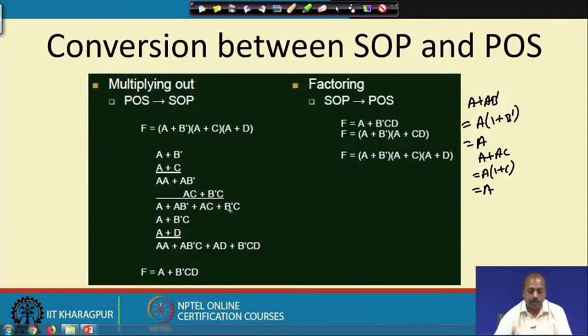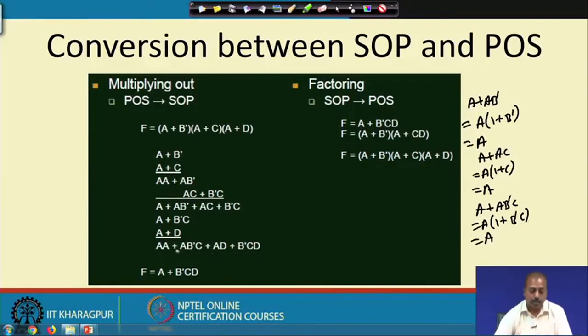So, ultimately we have got a plus b bar c, and then we can multiply it by a plus d. As a result, we get this expression: a plus a b bar c plus a d plus b bar c d. Again you have to take common factors, so a is common, then a plus a b bar c. By a similar logic, a plus a b bar c is equal to a into 1 plus b bar c. So, this 1 plus b bar c will be 1, so that gives rise to a.